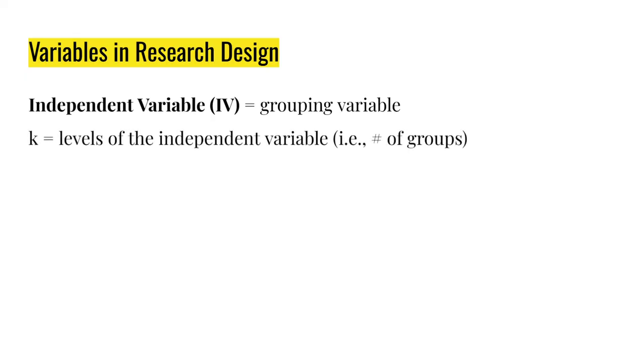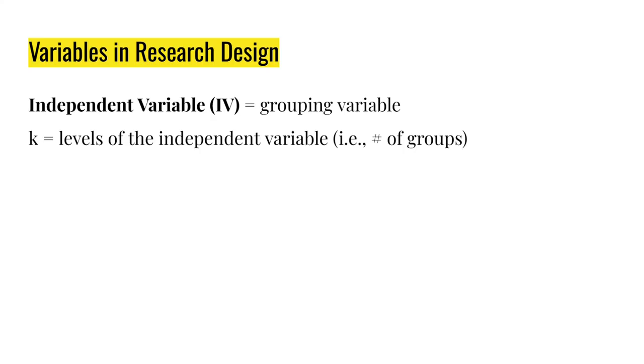Another symbol that's related to our independent variables, or IVs, is the lowercase italicized k, and this is the levels of the independent variable. In other words, how many groups are we comparing? So, in our last example of comparing who gets more sleep, 2-year-olds or 21-year-olds, we would say that lowercase italicized k equals 2 because there's two groups. Either you belong to the 2-year-old group or you belong to the 21-year-old group.